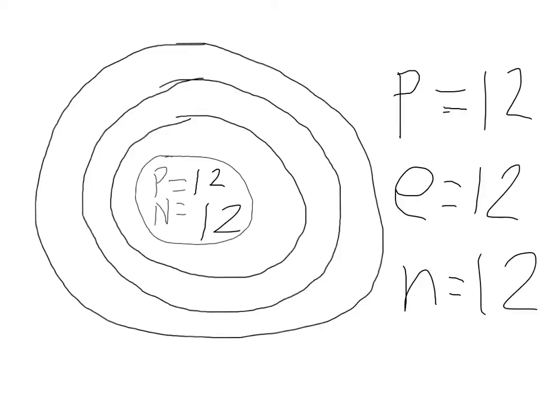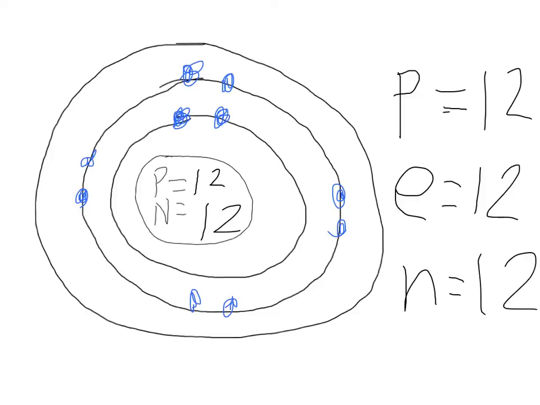After we have the PEN numbers, we need to fill in the electrons on the various energy levels. So we take the protons, and we start adding electrons. They are added like this: you have one there, you have one there, and then add the next ones. It goes in this order.